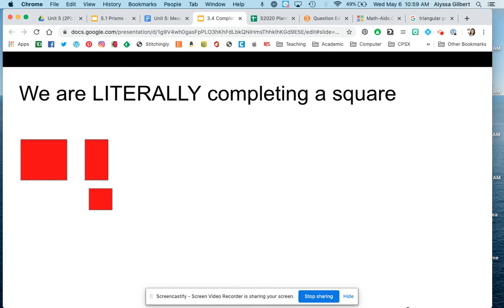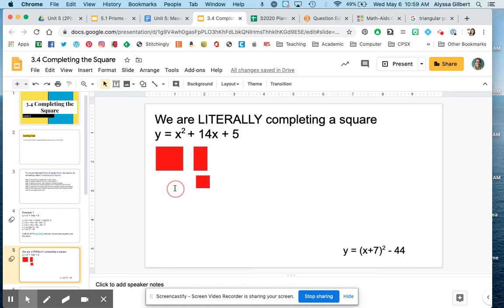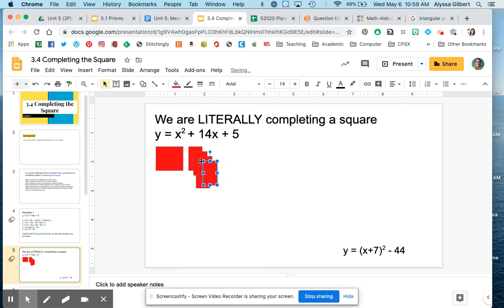So we are literally completing a square here. So I'm going to do this here, and I hope it doesn't take me too long. What we do here is, remember the square tiles are the x squared tiles, and the rectangle tiles are the x's, okay? So I need 14 of these, right? So I'm going to make 14. So I've got 1, 2, let me copy it. 1, 2, 3, 4, 5, 6, 7.